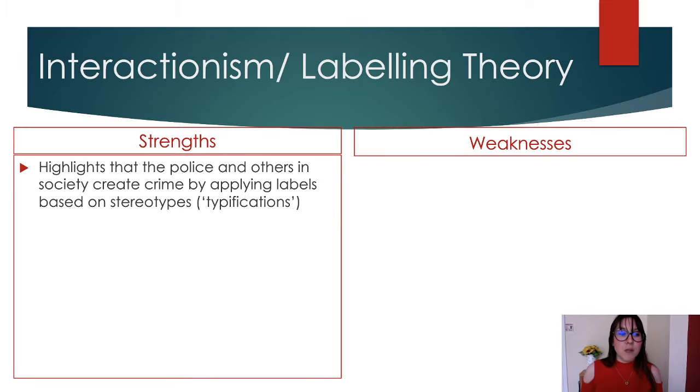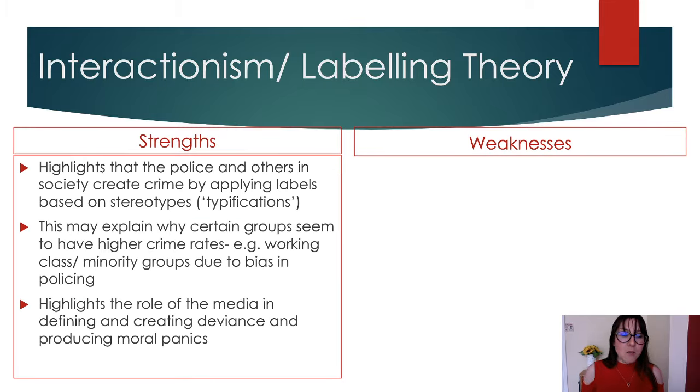Interactionism and labelling theory. It highlights that police and others in society create crime by applying labels based on stereotypes or typifications. This may explain why certain groups seem to have a higher crime rates, working class minority groups, due to the bias in policing. It also highlights the role of media in defining and creating deviance. So I've gone over these a little bit in some previous PowerPoints as well.